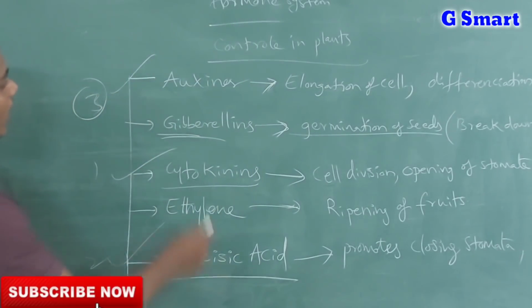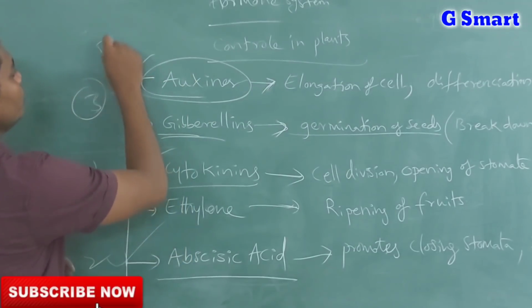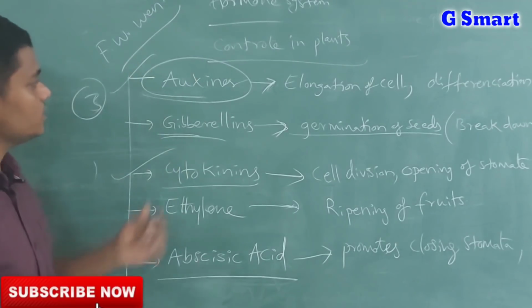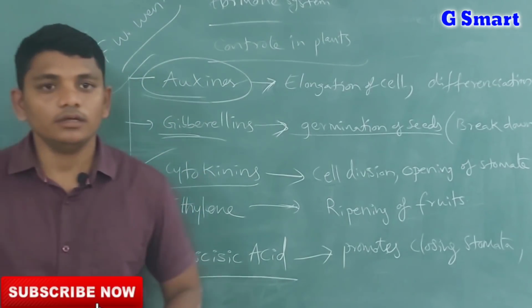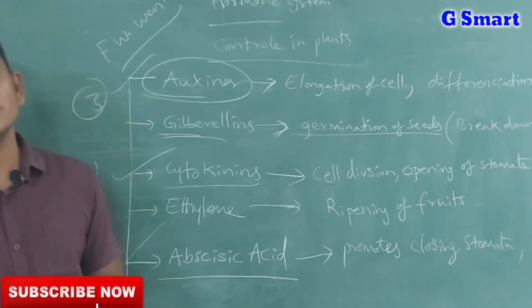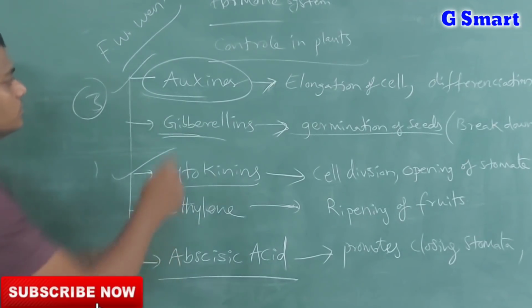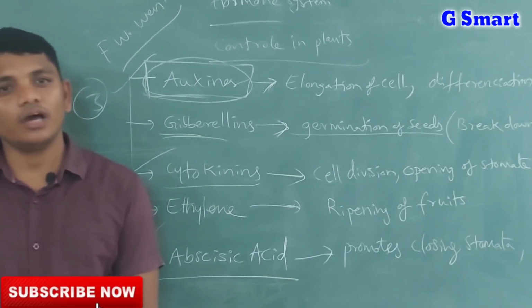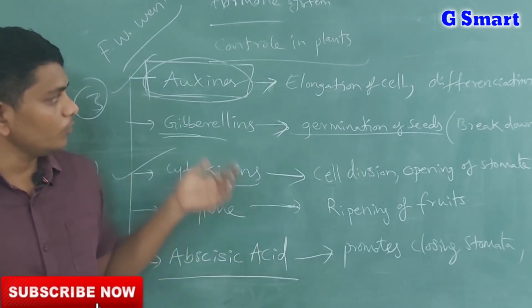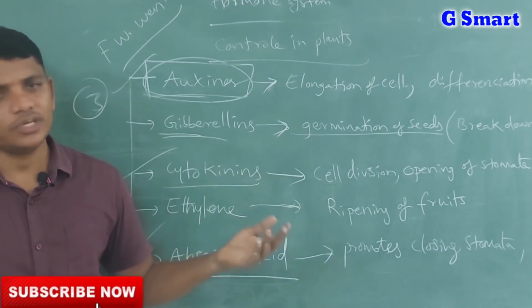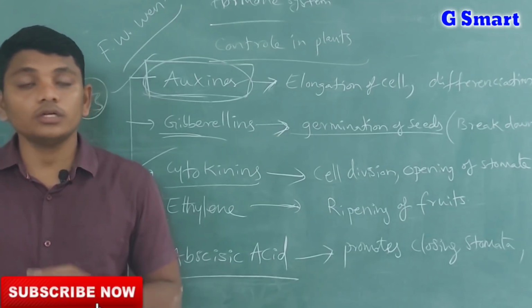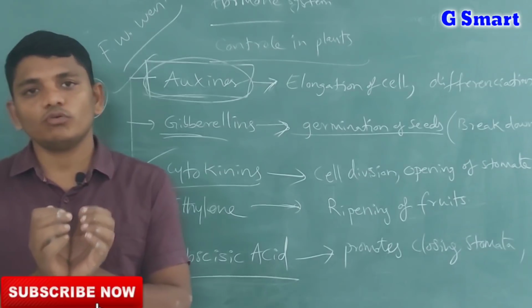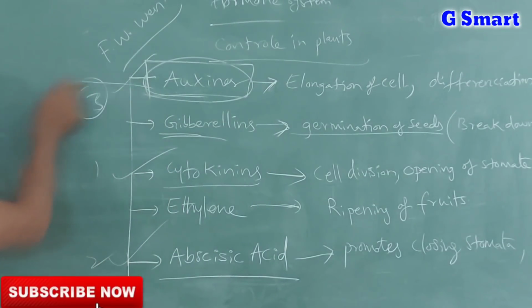Okay, and auxins were discovered by F.W. Went. Who discovered auxins? F.W. Went. Okay, in this chart we have to discuss one particular thing, that is auxins. Auxins are very important hormones in the plants, which not only promote the elongation of cells and differentiate the shoots and roots, they also participate in tropisms. So let us discuss what tropisms are.